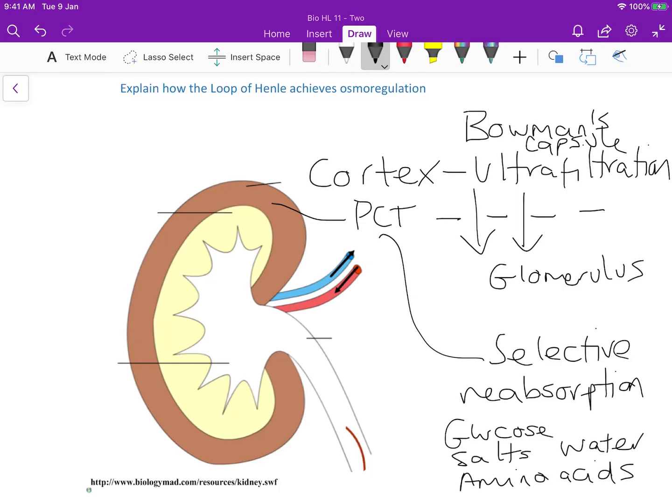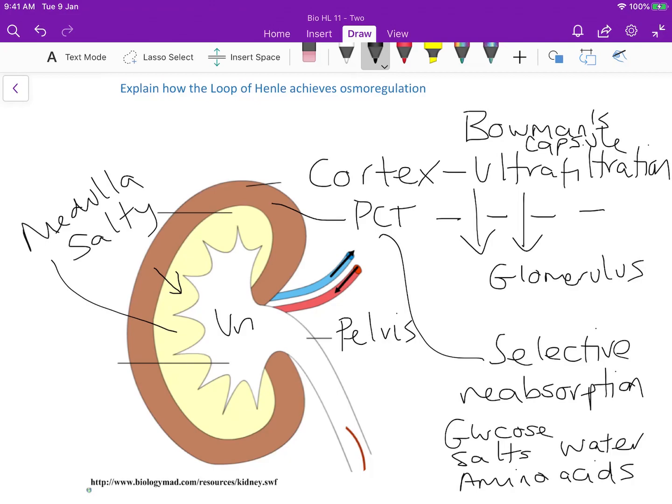So the next part is we're now going to dive down into the medulla of the kidney. And the medulla of the kidney is where we're going to have water absorption. So this part of the kidney, the medulla, it's the very salty part. So the other labels, that was the pelvis. So we haven't yet made urine because this is where urine's going to be collected. So this part here, the medulla, is very salty.